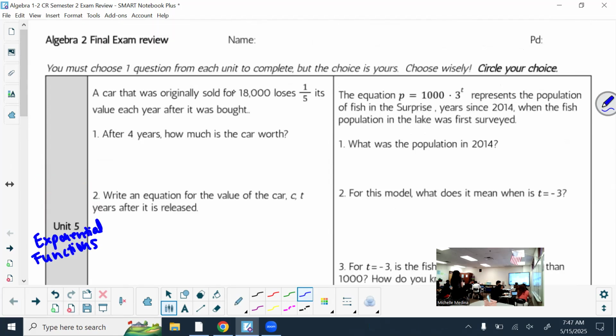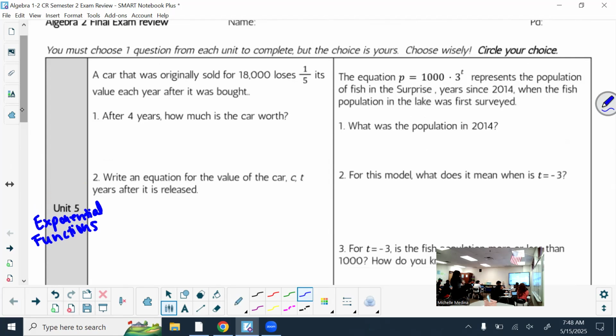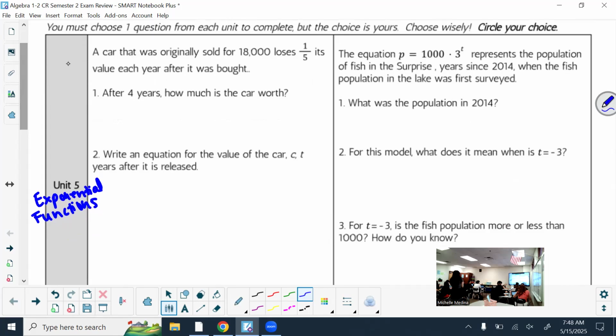But we have a car that was originally sold for $18,000 with 1/5 of its value lost each year after it was bought. After 4 years, how much is the car worth? Write an equation for the value of the car, C, T years after its release. So I'm gonna start with this one, because if we can get the equation, then question one is a lot easier. You can also problem solve your way through question one without making the equation, but then part two requires the equation. So let's just start there.